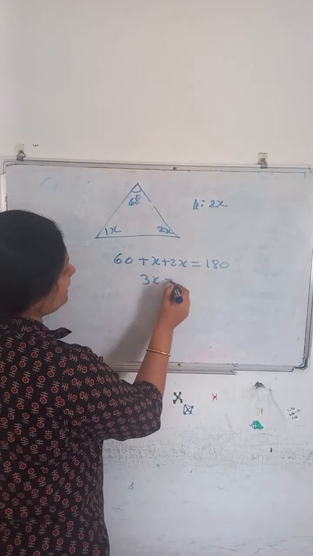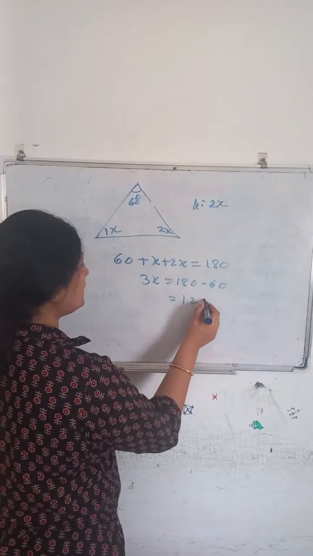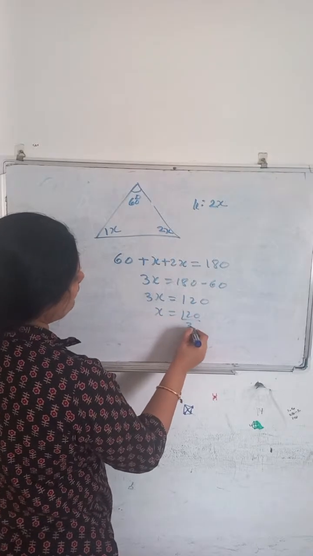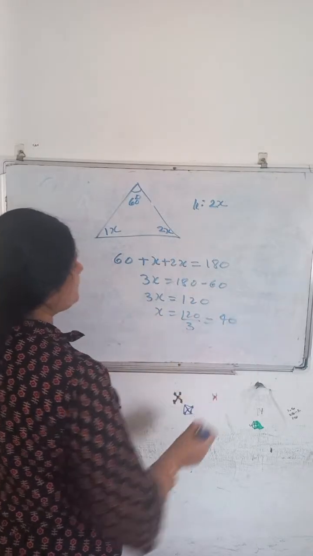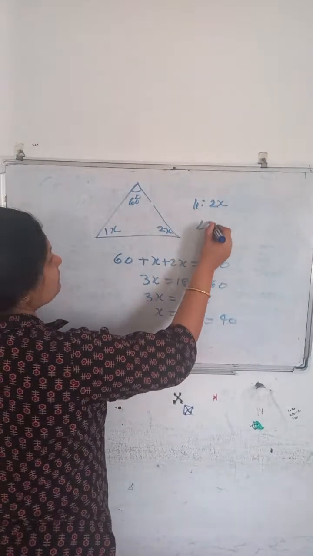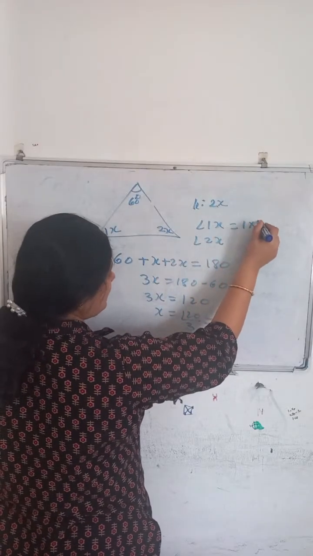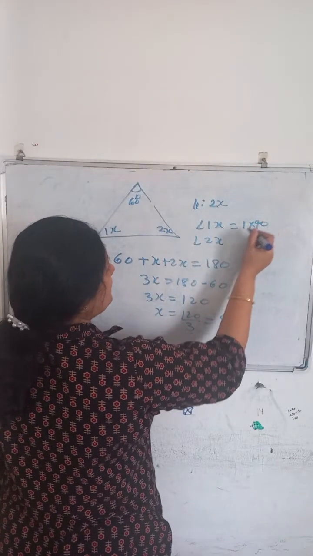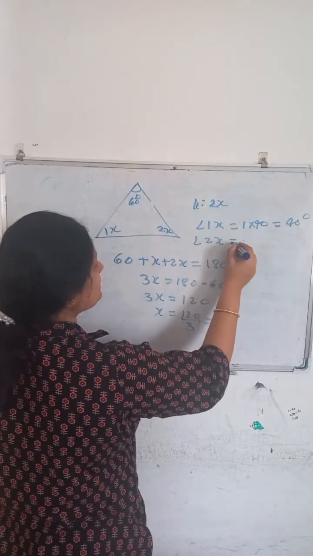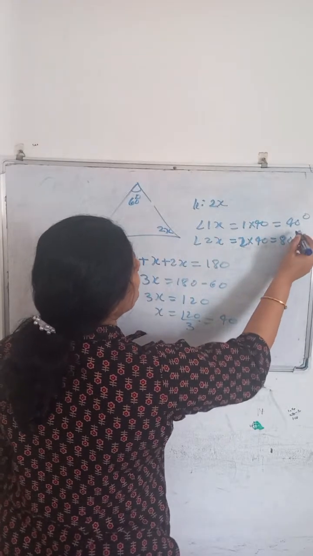So here 3x is equal to 180 minus 60, that is equal to 120. So x is equal to 120 upon 3. That is, x I will get as 40. But here one angle is 1x, another angle is 2x. 1x is nothing but 1 into 40, that is equal to 40 degrees. And another angle 2x is nothing but 2 into 40, that is equal to 80 degrees.